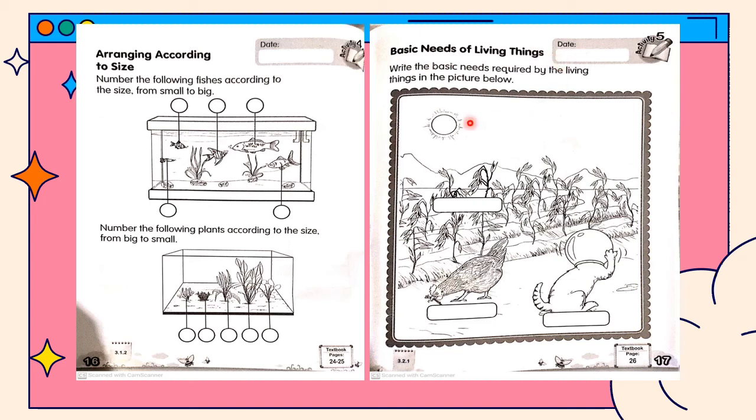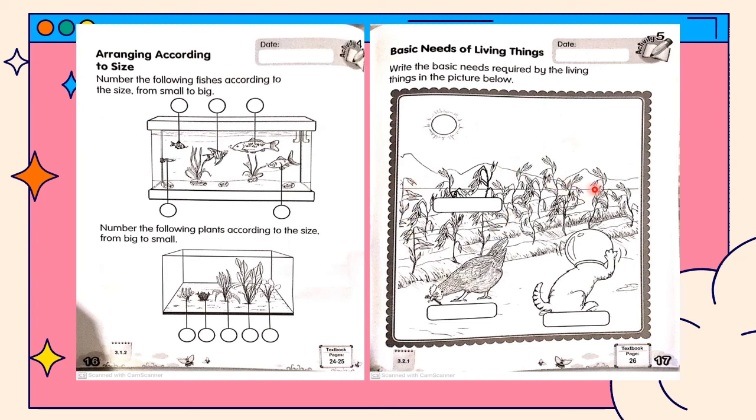Basic needs of living things. Write the basic needs required by the living things in the picture below. Apakah keperluan asas yang diperlukan di dalam gambar ini? Cuba kamu tengok kepada tempat kosong yang pertama. What is the basic need? Apa basic needs ada di sini? Air kah? Water kah? Atau food?